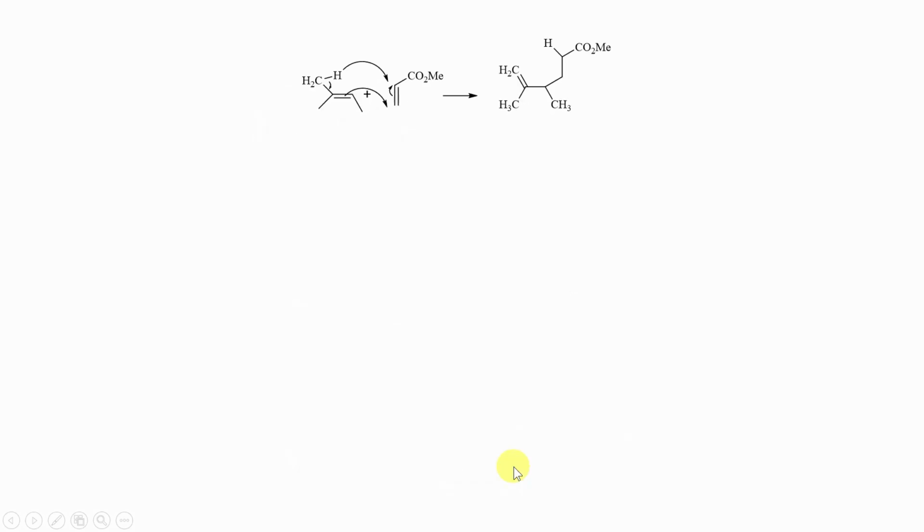Okay, then another important reaction is this. Here also there are two methyl groups. The hydrogen shifts from ene to enophile. This enophile containing the ester group, an electron withdrawing group, forms this product.